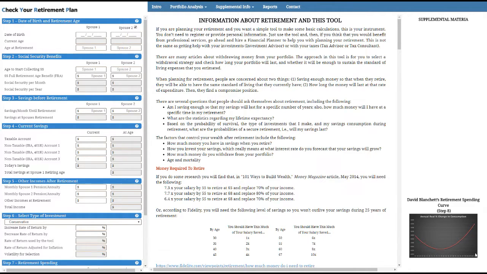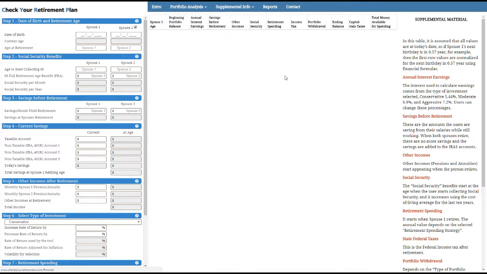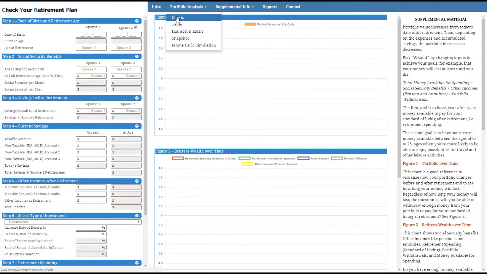If you are a numbers person, click on Portfolio Analysis Table, and as you are entering your information, you will see how the table changes. If you are a visual person, click on Charts, and you will see how the charts change as you enter your information.